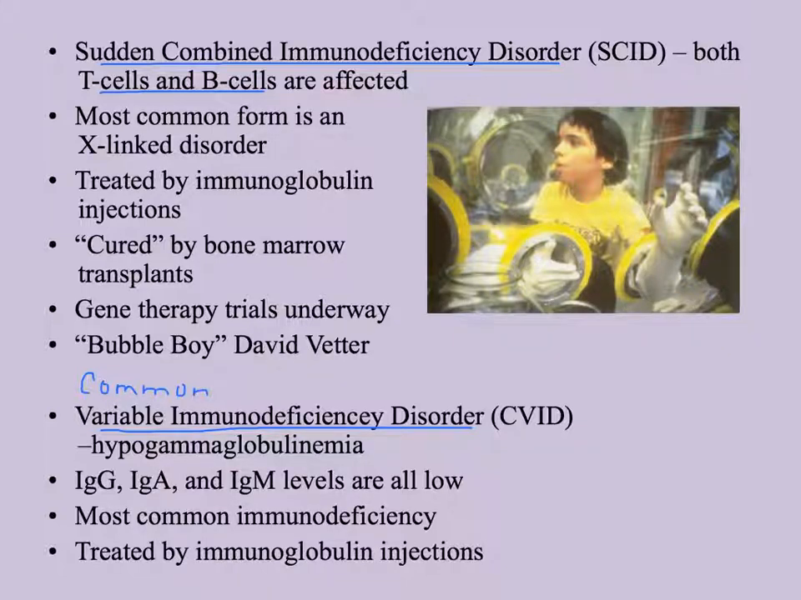hypogammaglobulinemia. Hypo, of course, meaning a low level, and so your immunoglobulin G and usually immunoglobulin A and IgM is also involved, all the levels are too low. So this then is treated by giving injections of these immunoglobulins. And it's very possible for someone to get regular injections of immunoglobulins and function just fine.